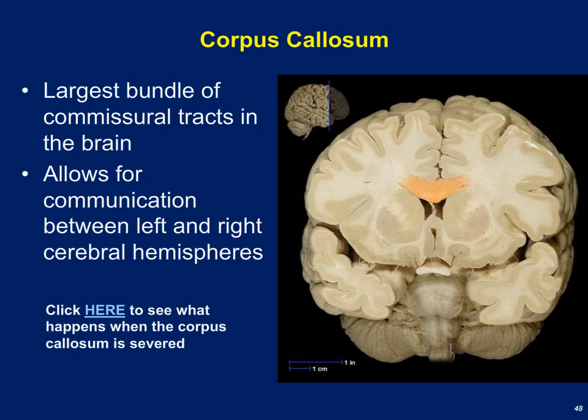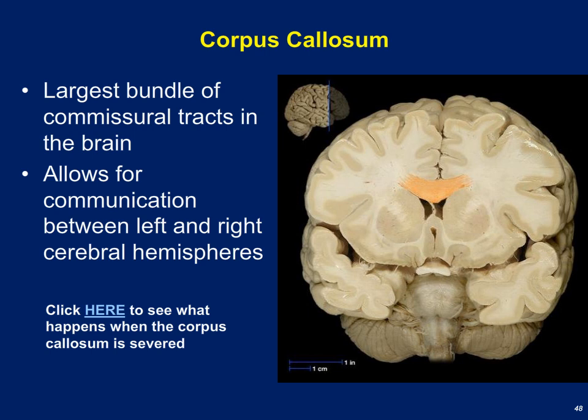So here we can see a frontal section of the brain showing the left and right hemispheres, as well as the corpus callosum shown in orange, which unites them. So the corpus callosum is the largest bundle of commissural tracts in the brain, and it's extremely important because it allows the left hemisphere of the cerebrum to talk to the right hemisphere of the cerebrum. And this is really important because you probably already know that the right hemisphere of your brain controls the left side of your body and vice versa.